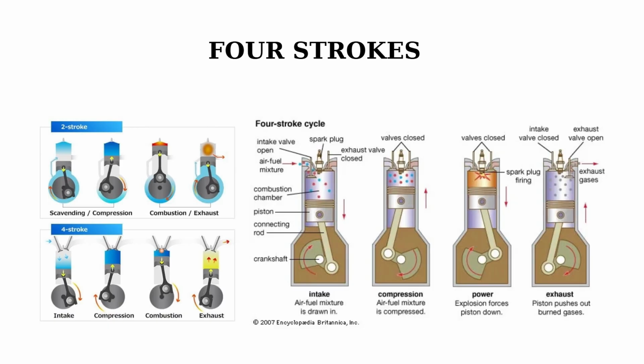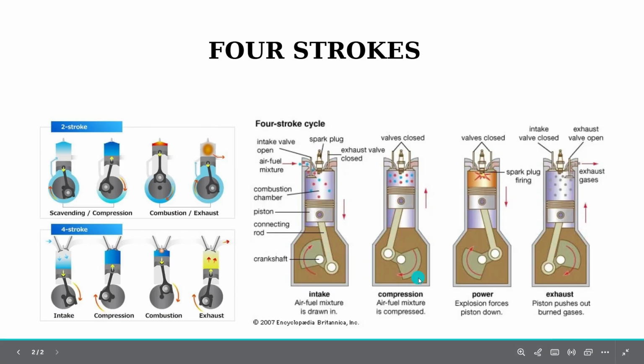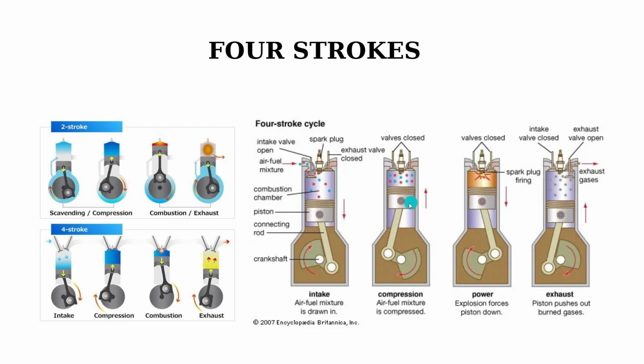Now let's connect this with engine parts. The piston moves up and down during all strokes. The connecting rod transfers motion to the crankshaft. The crankshaft converts motion into rotation. The valves control air and exhaust flow. The spark plug ignites the mixture. All these parts work together in perfect synchronization.